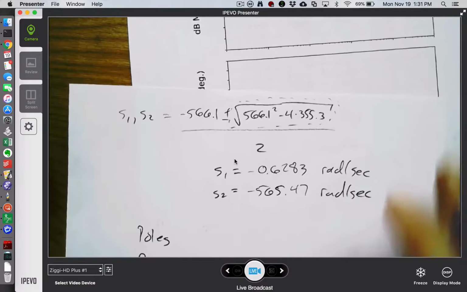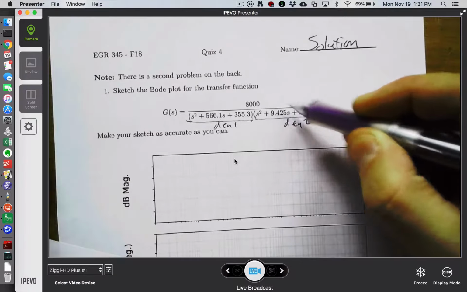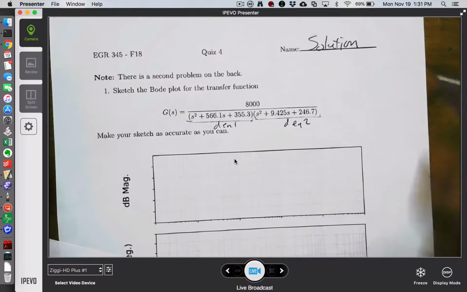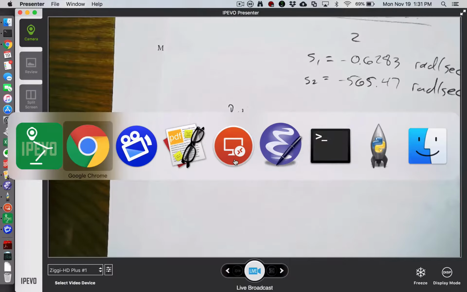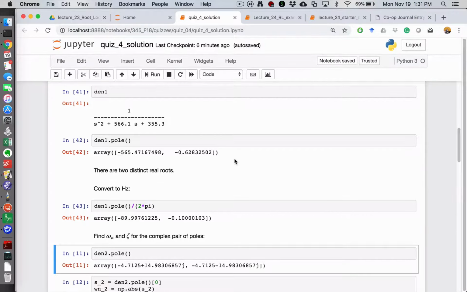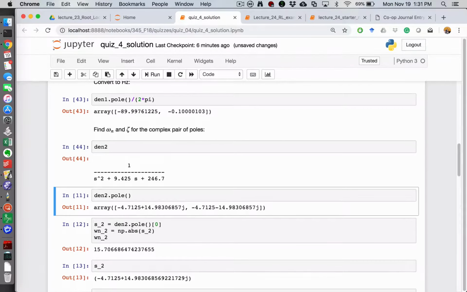So in the exact same way, I could take this one and write this up as A is equal to 1, B is equal to 9.425, and C is equal to 246.7. Shove that into the quadratic formula. I'm going to go ahead and skip that step here and just let Python do it for me. So just as before, here's the transfer function for the second part of the denominator, so that the overall transfer function will be the product of those two times 8,000 in the numerator.